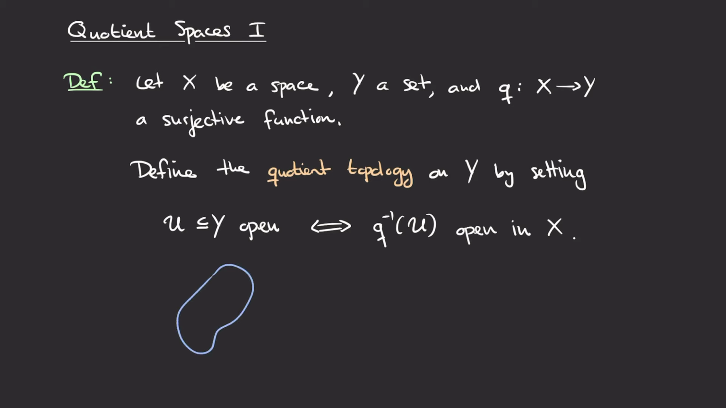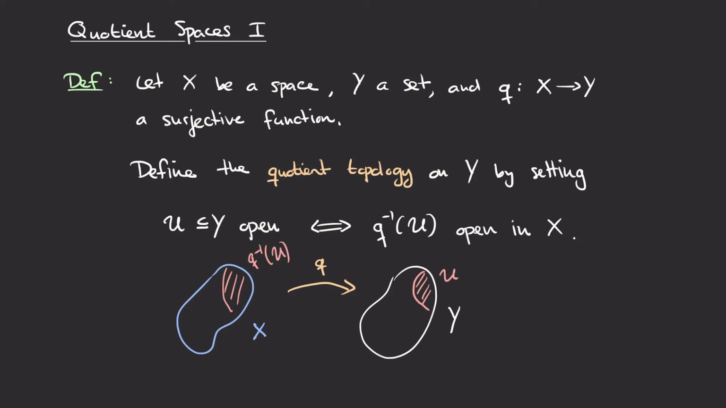Okay, so in pictures, if we have our space X here, and we have any set Y along with a surjective function Q, then we can put this quotient topology on the set Y as follows. So if we have some subset U in Y, then we look at its preimage under the surjective function Q, which will be some subset of X. And we let U be open in this new topology we put on Y, if and only if this preimage Q inverse of U is open in the space X. One way to think about this is that we're pushing the topology that we have on X forward to the space Y along this surjective function Q.